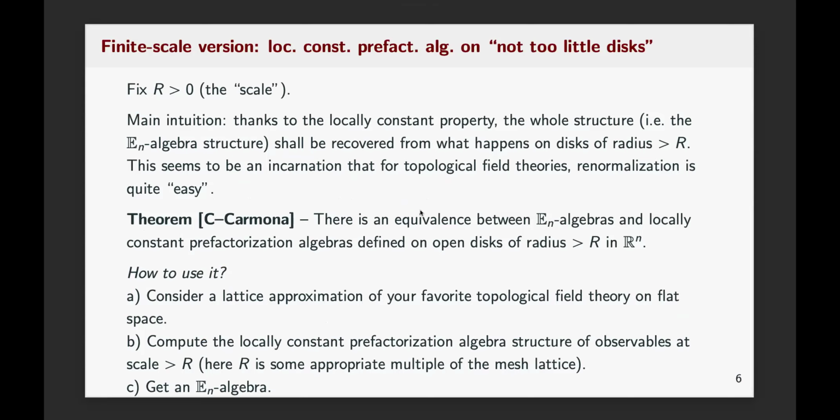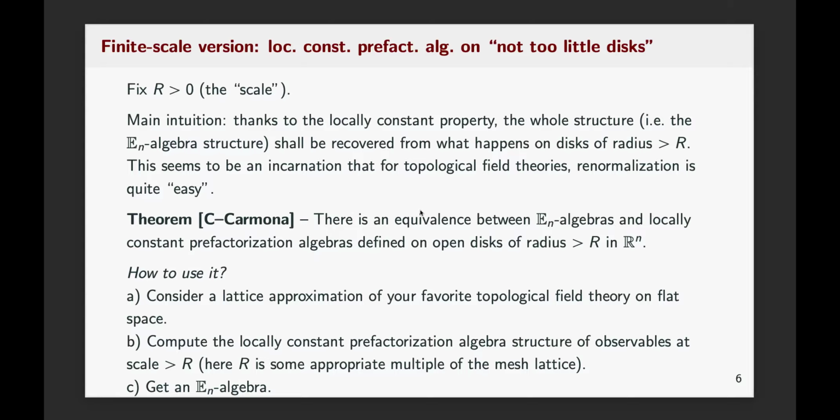So what I've been working on with Victor Carmona is a kind of finite scale version of Lurie's theorem. The main idea is that if you have a locally constant factorization algebra or a topological quantum field theory, and you look at those observables at a certain scale, topological invariance is telling you that the size of your open subset does not matter so much. So you should be able to reconstruct what happened at small scale, so for small open subsets, from the data of what happened at open subsets which are big enough.